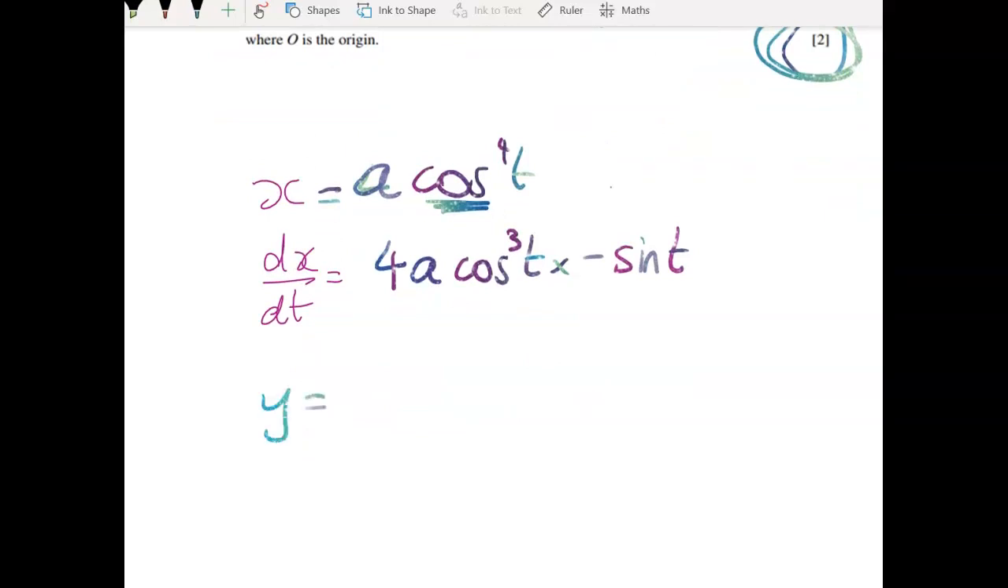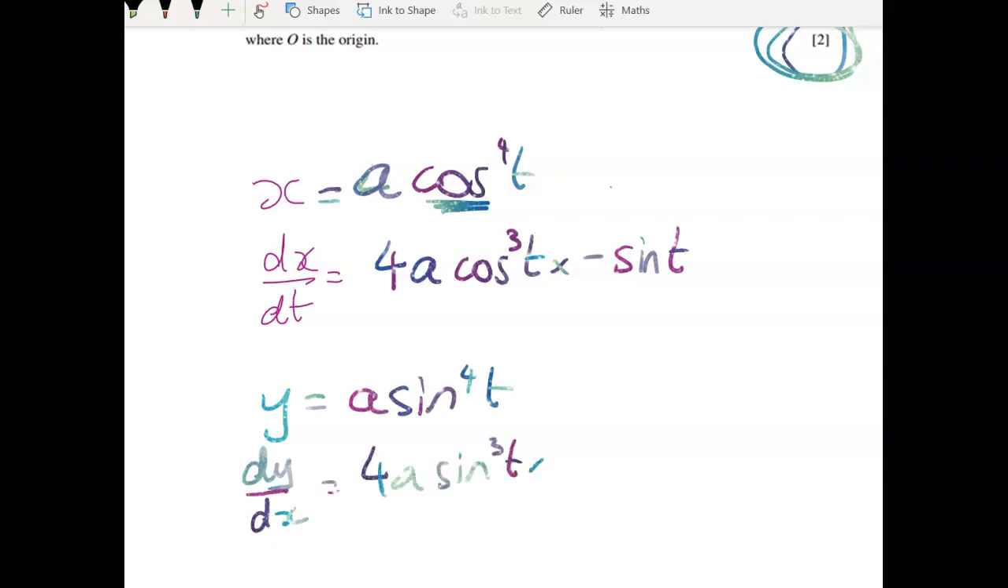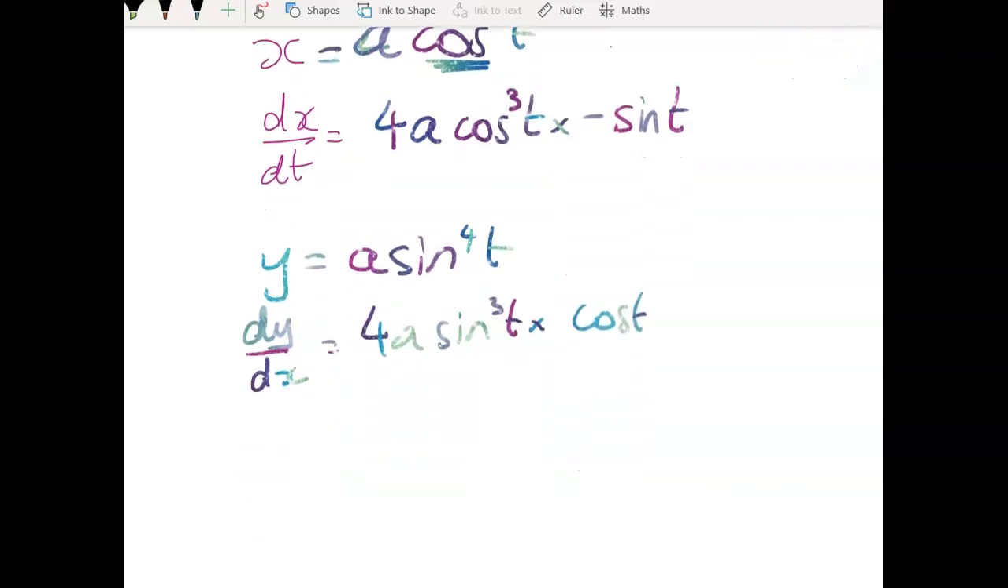And then y is equal to, I'll clean that up in a second, but y is equal to a sine to the power of 4t. dy by dt is equal to 4a sine cubed of t times cosine of t. Now, we put those together, and I've made a mistake in there. That's dy by dt. Sorry, guys.